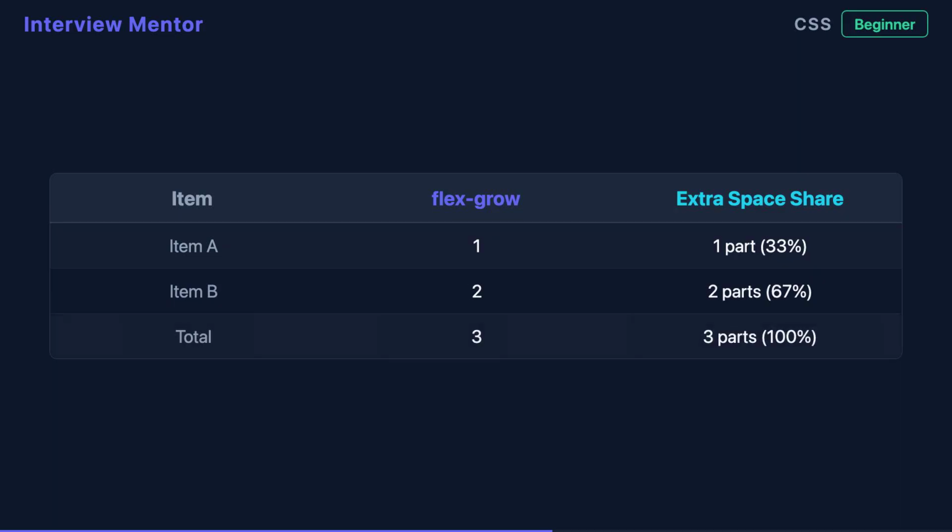Let's see proportional distribution in action. If one item has flex grow 2 and another has flex grow 1, the first item gets twice as much extra space. The extra space is divided into 3 parts. 2 parts go to the first item. 1 part goes to the second. It's a ratio, not a fixed measurement.